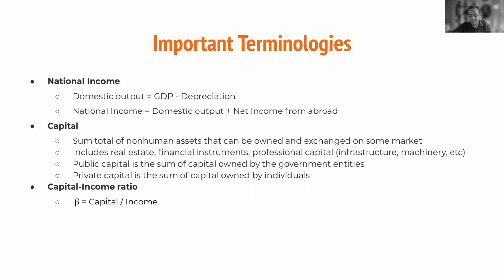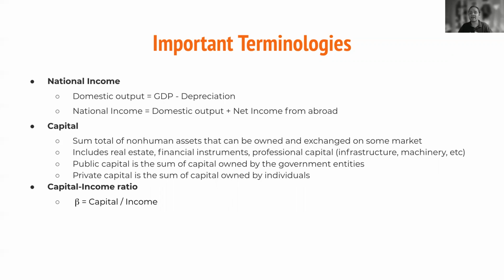So some important terminologies before I go to my presentation would be knowing national income, which differs in some way from GDP, which is nothing but the domestic output plus net income from abroad. Secondly is capital, which is the sum of non-human assets that could be owned and exchanged in some market. So this includes real estate, financial instruments, professional capital like infrastructure, etc.